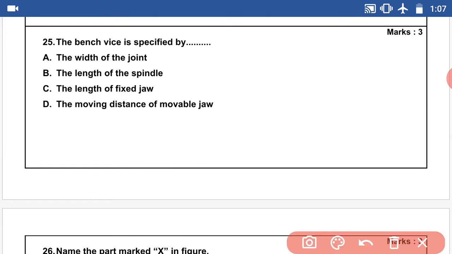The plain vise is specified by dash. The plain vise is specified by width of the jaw. Option A is the correct answer. The width of the jaw is this, with the jaw removed. Width of the jaw.